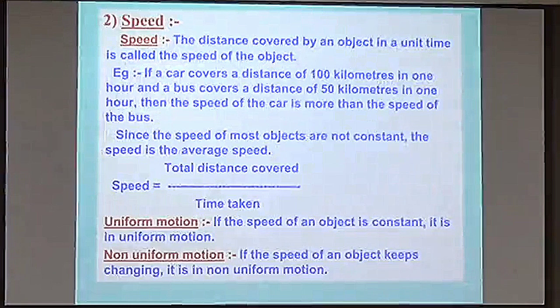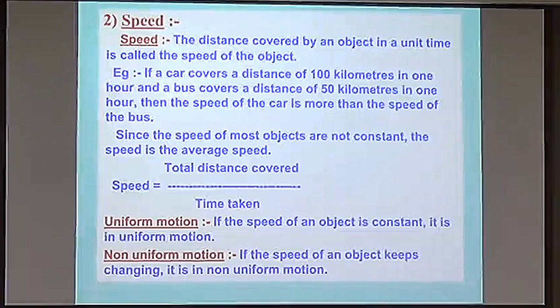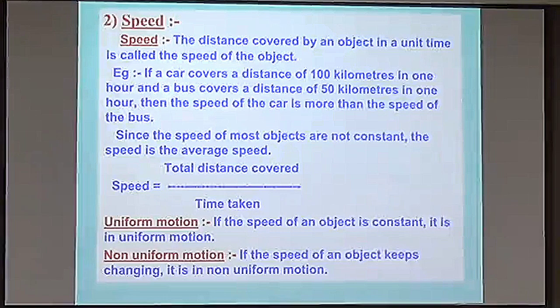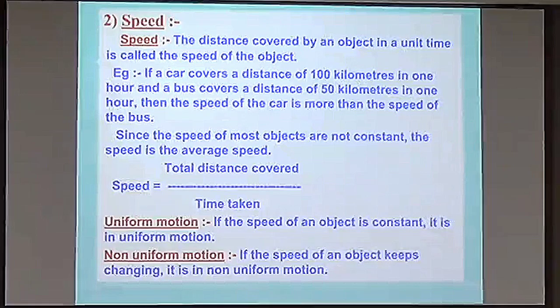When the object is moving, we have to find out what the speed of the object is. So what is speed? Speed is the distance covered by the object in unit time. Suppose a car is covering a distance of 100 km in 1 hour and another bus covers a distance of 50 km in 1 hour, then the speed of the car is more than the speed of the bus. But how much more is it?